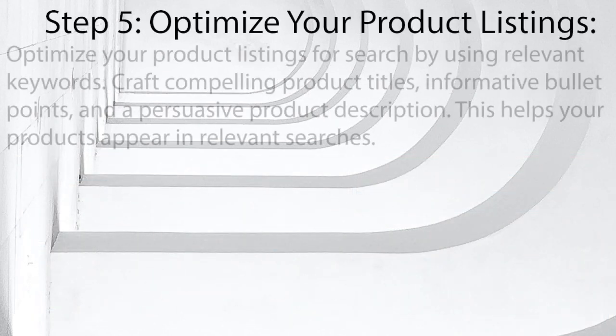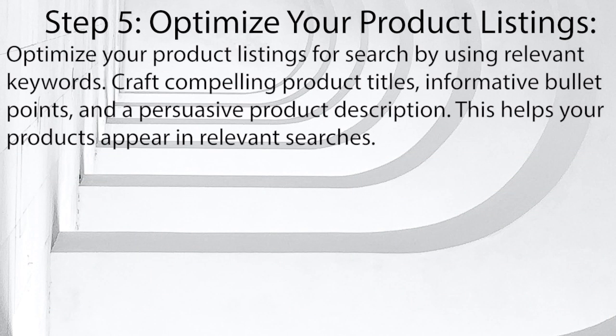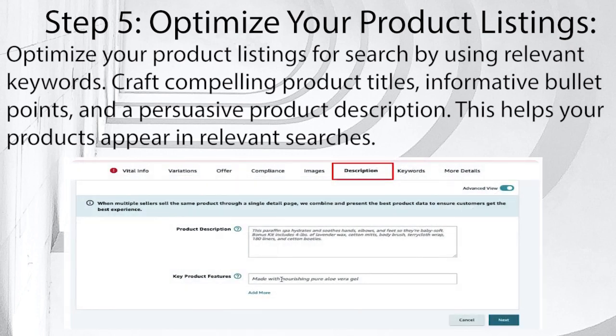Step 5. Optimize your product listings. Optimize your product listings for search by using relevant keywords. Craft compelling product titles, informative bullet points, and a persuasive product description. This helps your products appear in relevant searches.